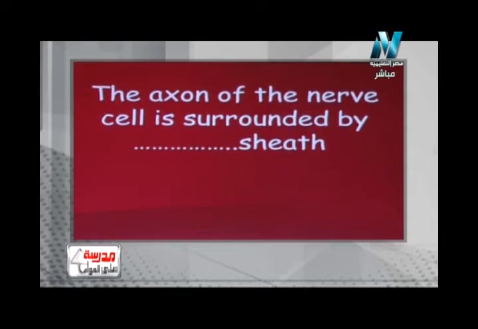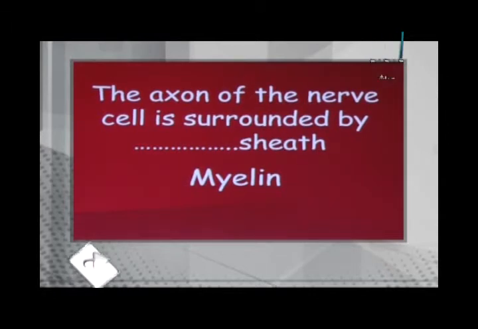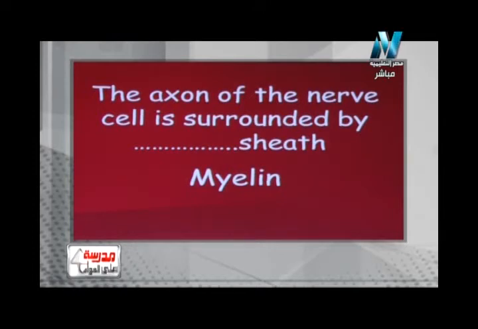So another question. The axon of the nerve cell is surrounded by what sheath? Sheath يعني cover, يعني غطاء. Again, the axon of the nerve cell, we know the drawing of the nerve cell, is surrounded by myelin sheath. Myelin sheath, which is a fatty layer for protection of the nerve cell or the axon of the nerve cell. Again, axon of the nerve cell is surrounded by myelin sheath.